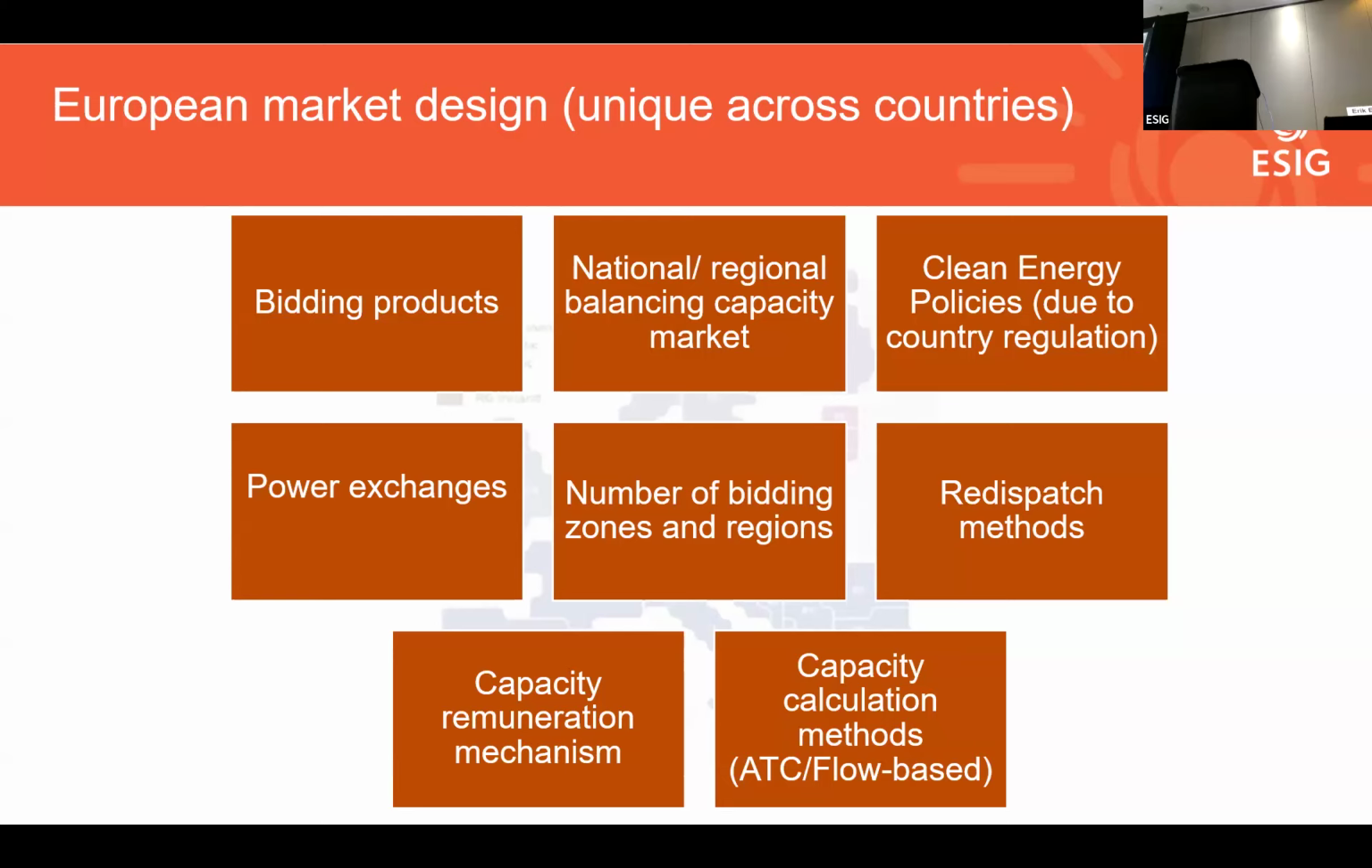In France, for example, there are Nord Pool and EPEX, which are the two biggest power exchanges in Europe. We also have differences in the number of bidding zones and regions represented in the market. Some countries have only one bidding zone, meaning one price per market time unit. Others do not. It's the case of Italy, for example, which has 7 different bidding zones.